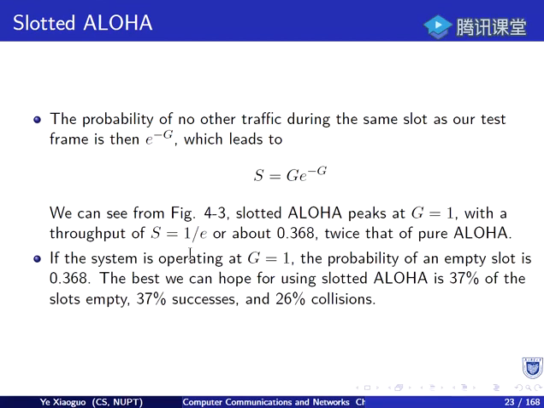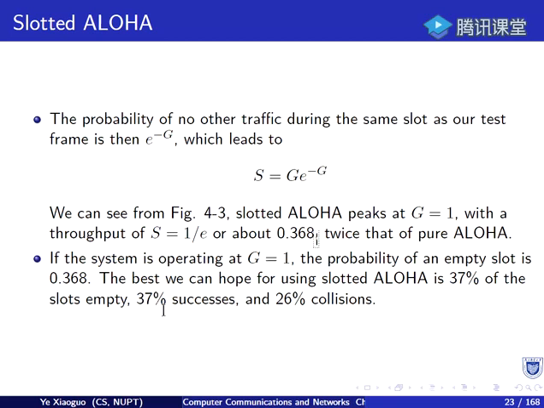So the throughput at G equals 1 is 1 over e, about 0.368. That is twice that of pure Aloha. So it's nearly 37%. The best we can hope for using slotted Aloha is 37% of the slots empty.